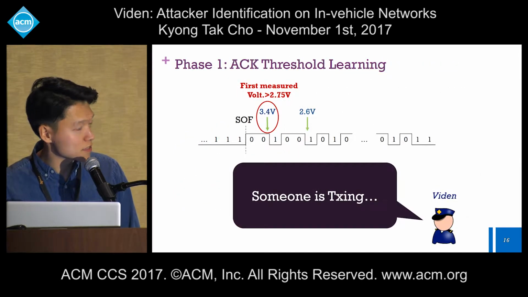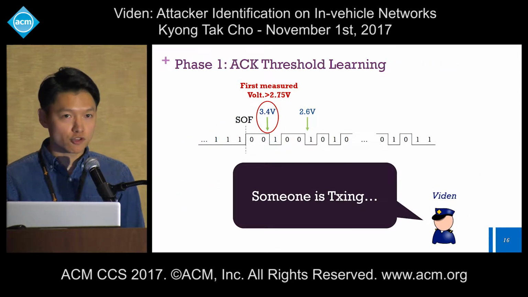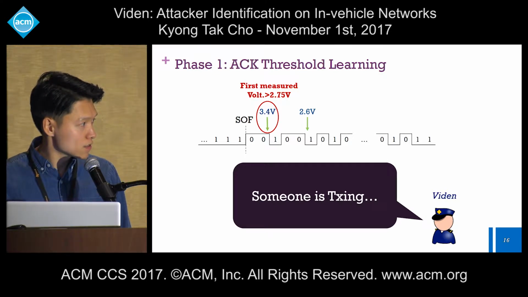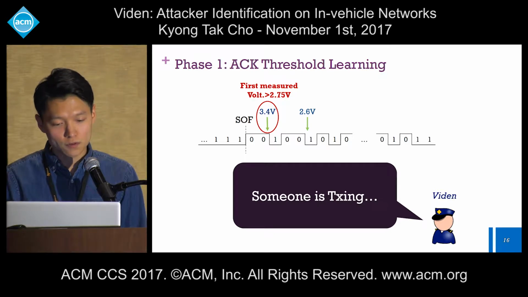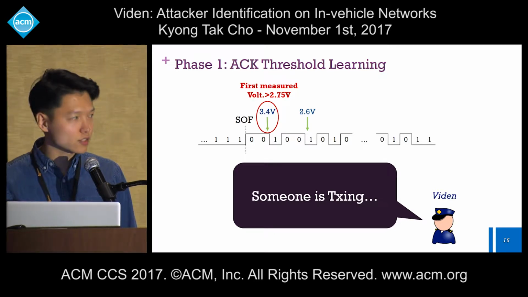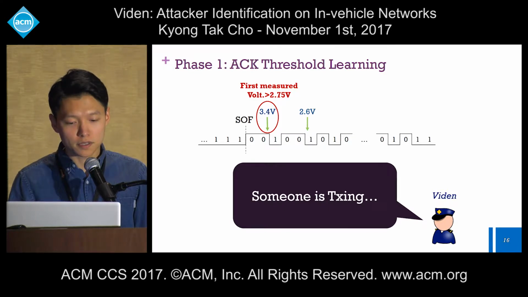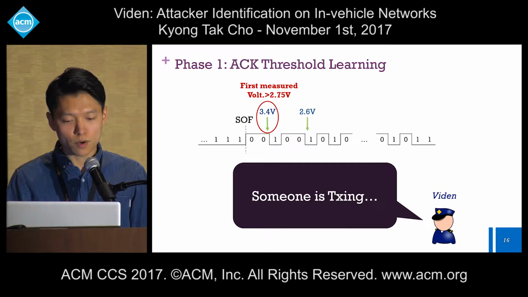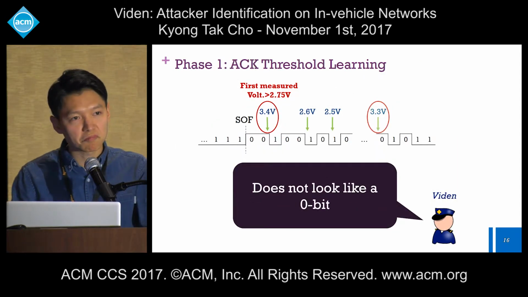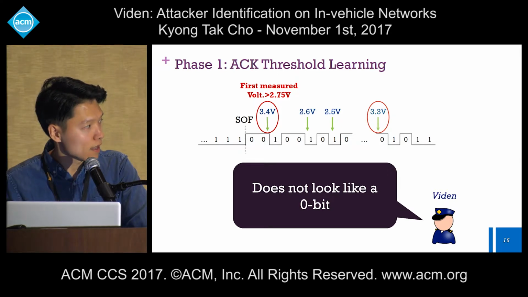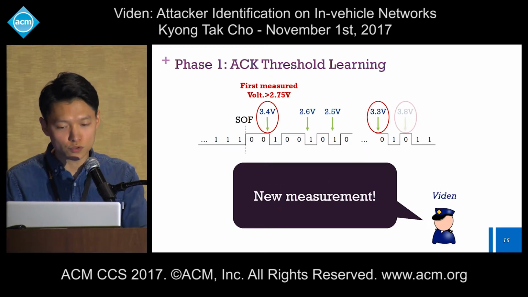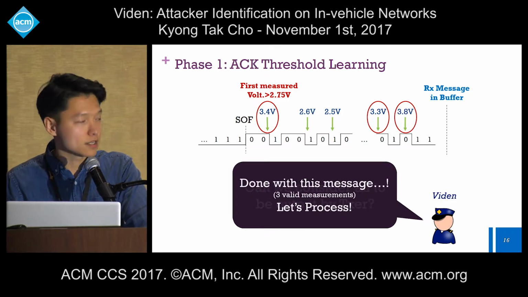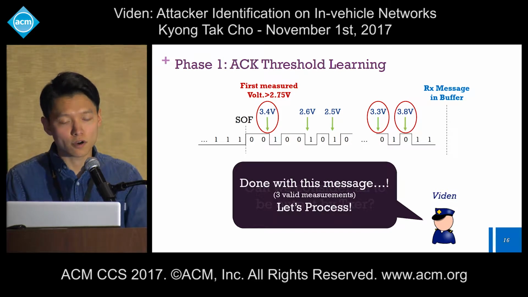Take this example of some ECU sending streams of 0 and 1 bits on the bus. Our Viden scheme, by looking at a measurement going over 2.75 volts, which means it's a 0 bit, knows that someone is transmitting on the bus. It ignores any measurements from a 1 bit, and it continuously measures the voltage output of the 0 bits. Then it sees that the message has been collected in its buffer and attributes those measurements to that message ID. Because that's done, it tries to verify and fingerprint the ECUs.